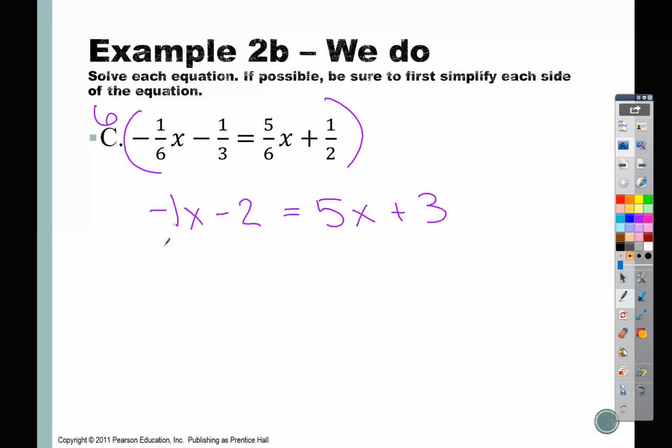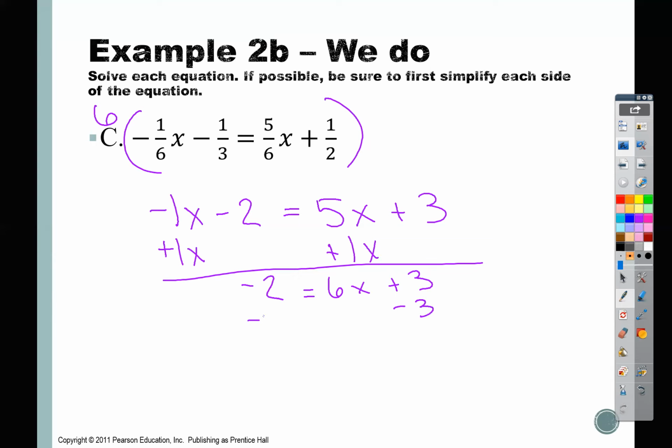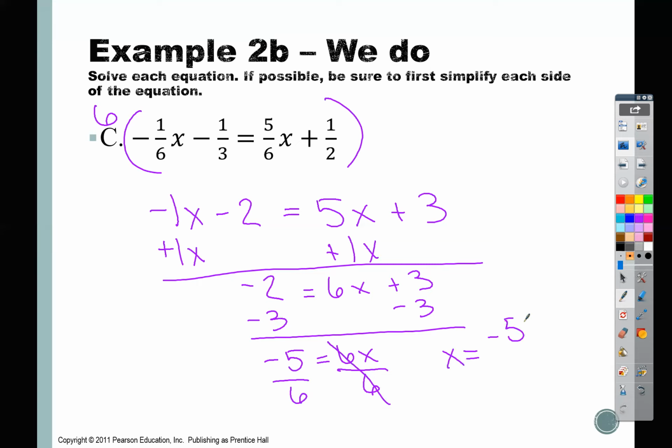All right, now you are going to combine like terms. So I'm going to add the 1x to both sides, and I would get -2 equals 6x plus 3. Okay, so I need to isolate the x, so I'm going to subtract 3 from both sides of the equation and get -5 equals 6x. I still need to isolate the x, so I'm going to divide by 6, and I would get x equals -5/6.